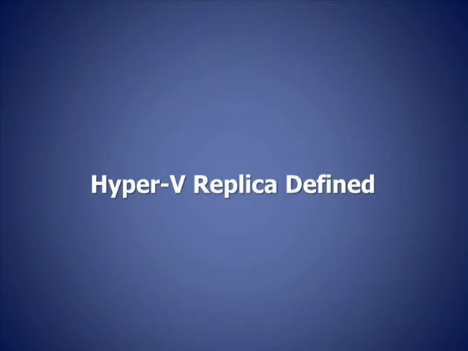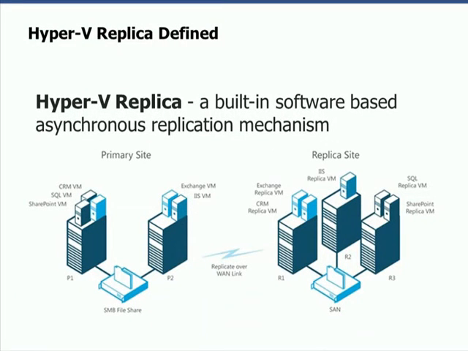We'll start this lesson off by defining what exactly is Hyper-V Replica. This new feature of Windows Server 2012 is a built-in software-based asynchronous replication mechanism. In other words, it will replicate your virtual machines from one site to another site. For example, one data center to another data center over a wide area network link, such as a private link or even a secure VPN tunnel through the internet.